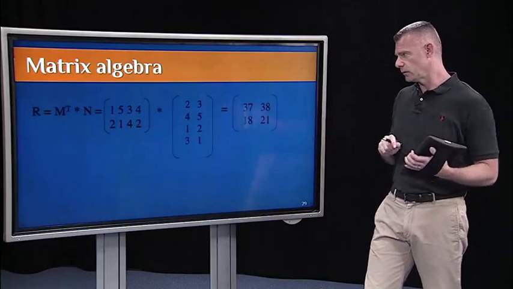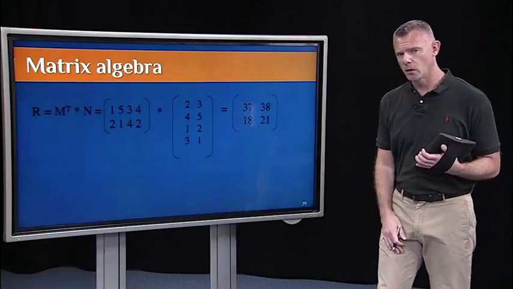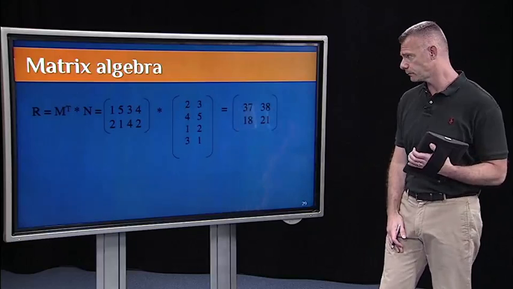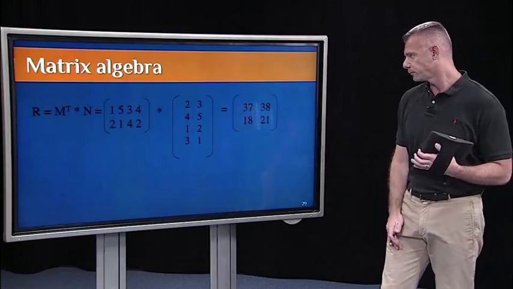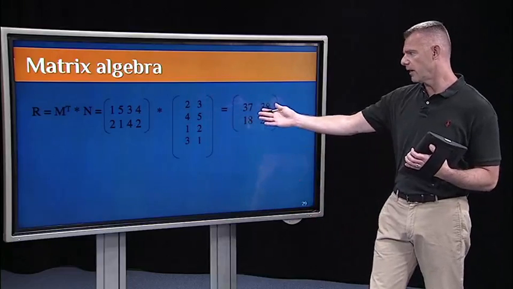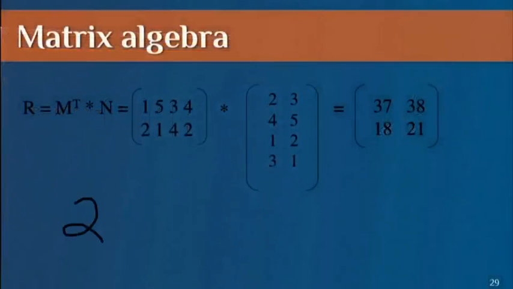So let's see how this works. I took the transpose of M. So M was a 4x2. Now it's a 2x4. And I'm going to multiply it by N. So I have a 2x4 matrix multiplied by a 4x2. So this is 2x4.